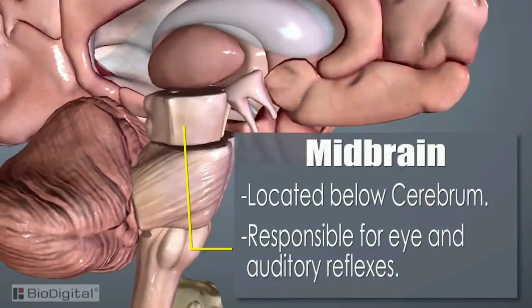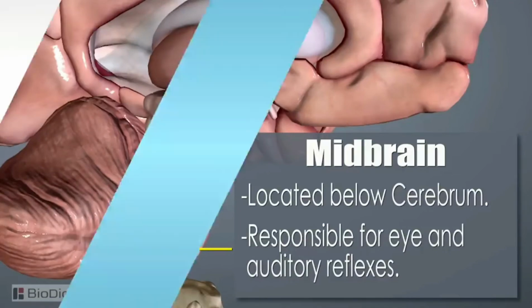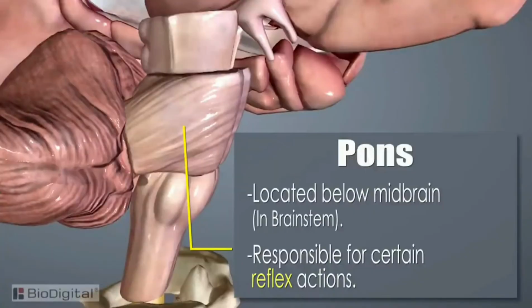The midbrain section is located below the cerebrum at the top of the brainstem. It is responsible for eye and auditory reflexes. The pons is located below the midbrain and in the brainstem. It is responsible for certain reflex actions such as chewing, tasting, and saliva production.